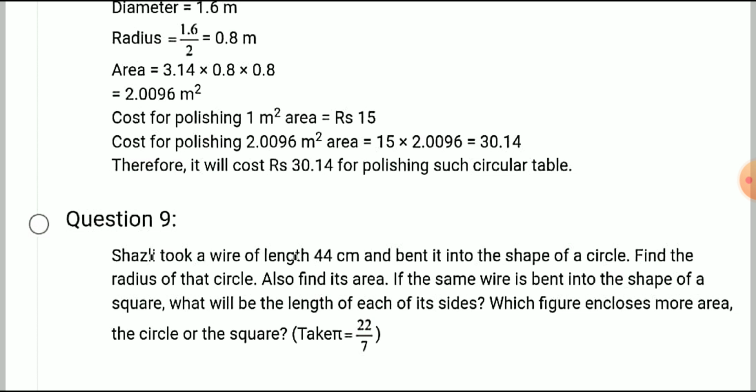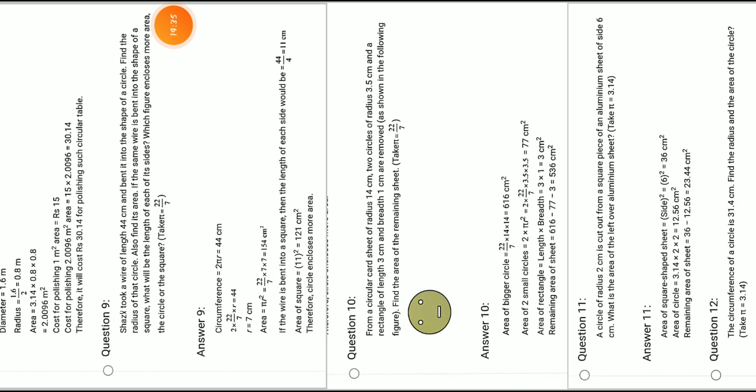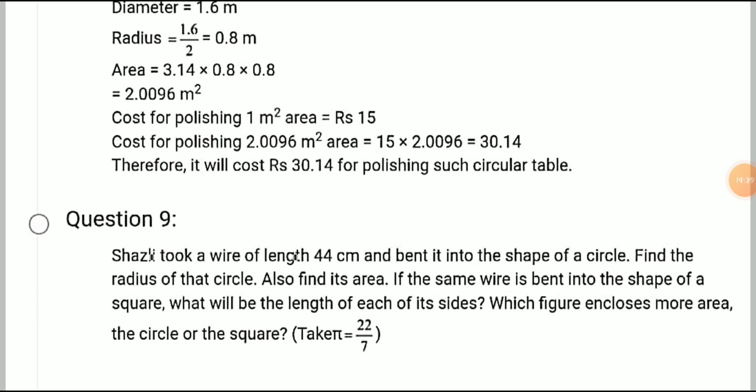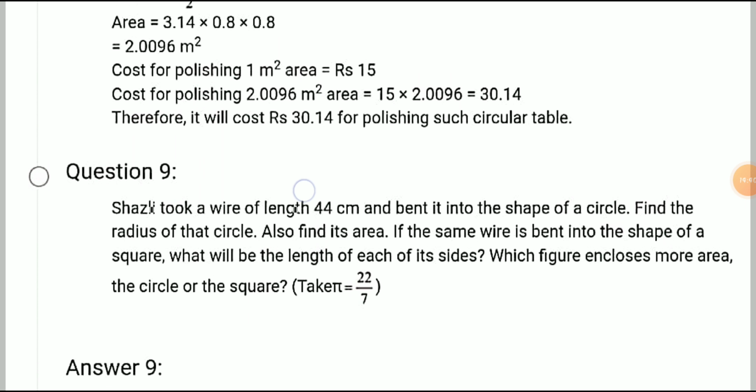Question number 9. Shaz took a wire of length 44 cm and bent it into the shape of a circle. Find the radius of the circle and also find its area. Then if the same wire is bent into the shape of a square, what will be the length of each of its sides? Which figure encloses more area, the circle or the square? This kind of question we had already done in the previous exercise. In that question we had compared the square and the rectangle.